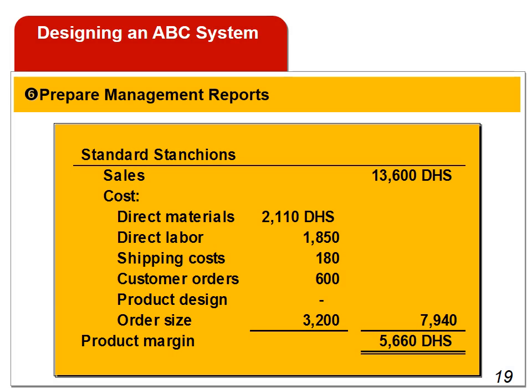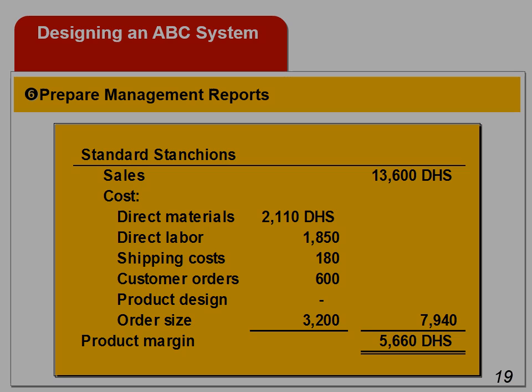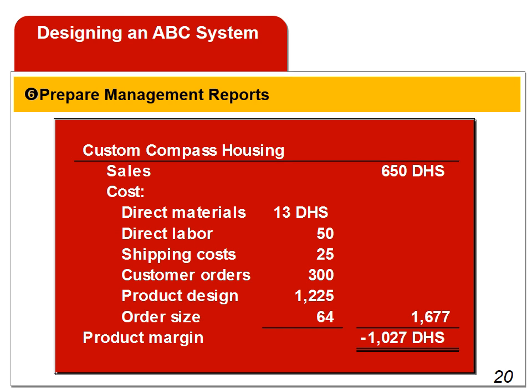Two management reports that can be prepared include a product margin report and a customer margin report. The product margin is calculated by deducting directly traceable costs and ABC costs from sales. Notice, the product margin for standard stanchions is 5,660 dirhams. Notice, the product margin for custom compass housings is a loss of 1,027 dirhams.